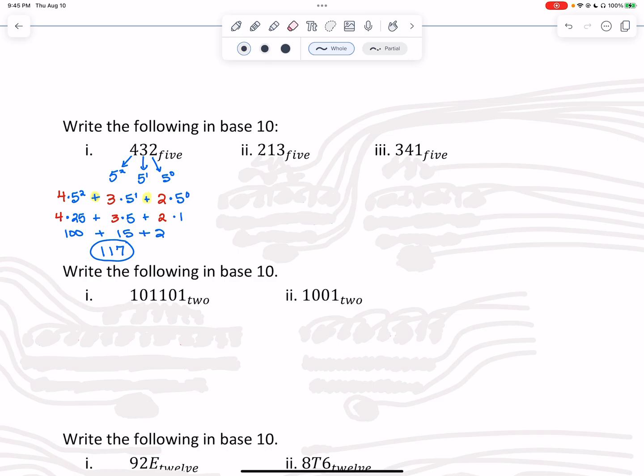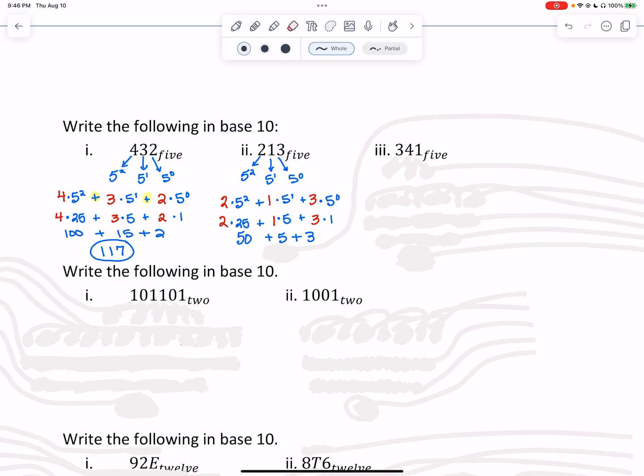So 213 base 5. So first thing you got to do is realize what place the 2 is in, the 1 is in, and the 3 is in. Then I'll just go ahead and write the 2 and the 1 and the 3, and you multiply them by 5 to the second, 5 to the first, or 5 to the 0, depending on what place they're in. Then you figure out what that 5 to the second, 5 to the first, and 5 to the 0 is, and then you multiply those together. 2 times 25 is 50. 1 times 5 is 5. 3 times 1 is 3. So that's just going to be 58.